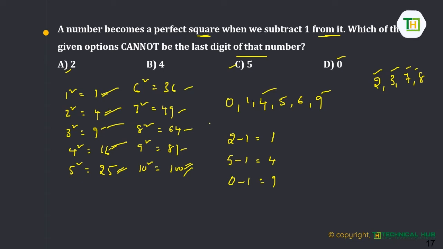And if you go for option B, option B is given 4. So 4 minus 1 is equal to how much? 3. So a unit digit ending with 3 is not a perfect square. So that is what is being asked here: which of the given options cannot be the last digit of a number to become a perfect square. Your answer is option B, the correct answer for this question.